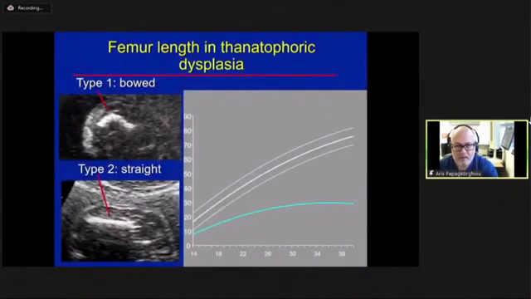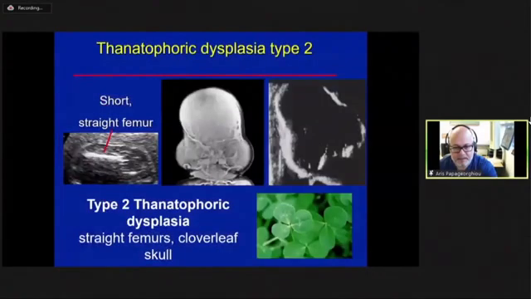Here, type 1, where you have these bowed bones, type 2, where you have straight bones. And the femur length, really from very early on in gestation, you can see there in the blue line, is very, very small compared to what the normal range should be. So easy to recognize from an early gestational age, but often not picked up until 20 weeks. And Simon will cover a little bit about what the first trimester scan can show us.